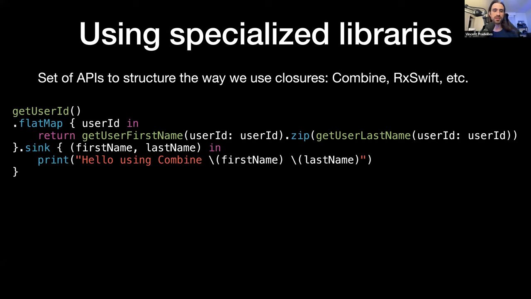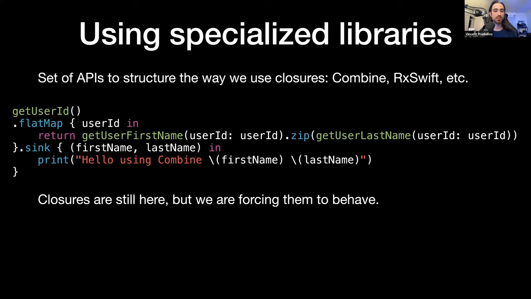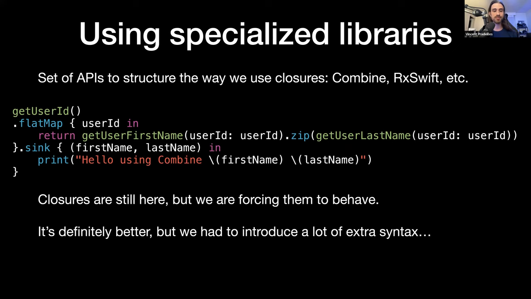So for instance, when you use that kind of libraries, you use operators like flatMap, which is going to allow you to sequentially make several calls in a better way than by just nesting them. You're also going to have operators like zip that will allow you to run code in parallel without having to focus on writing all the details of the synchronization. So it's a more declarative approach. Closures are still there. We are forcing them to behave, so it's better.